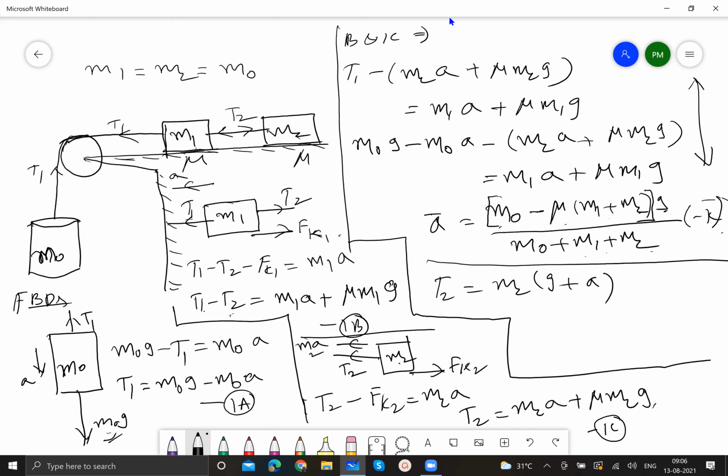You need patience to solve, I am telling. So bring this A here, substitute this A here, and if you simplify, I am giving the final result. Please check and tell me tomorrow whether my calculation is right or wrong.